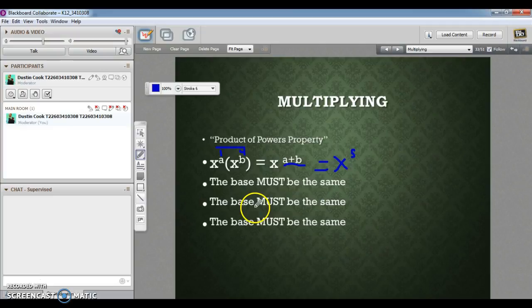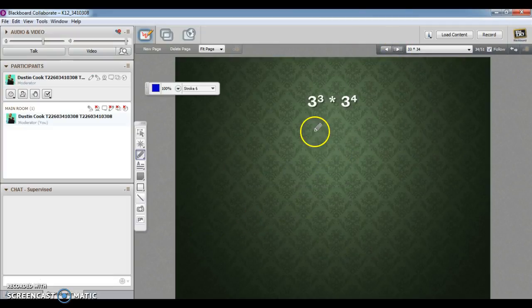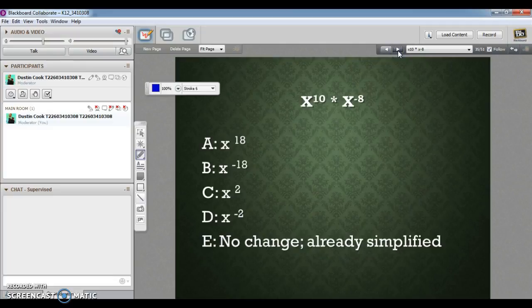And that's it. The only thing is the bases must be the same, and this is an absolute huge point. So let's look at this. 3 cubed times 3 to the 4th. Well, this is our a, that's our b. 3 plus 4 is 7. 3 to the 7, because 3 plus 4 is 7. Super easy, right? You all can add.